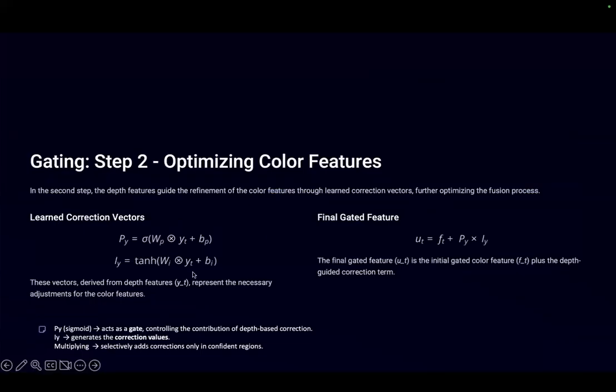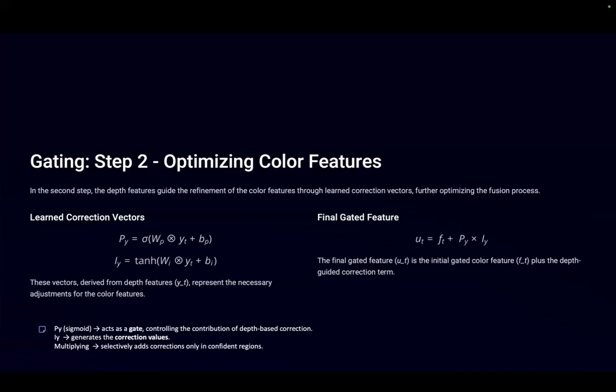Now it comes to the main part, why we need that attention over there. So we have PY, which is a sigmoid function that we take on YT. YT is our depth map, right? So that works as a gate, which will see where the depth is actually correct. And IY we are taking as tanh, which will give us the correct values, because we know tanh gives us values between -1 and 1.